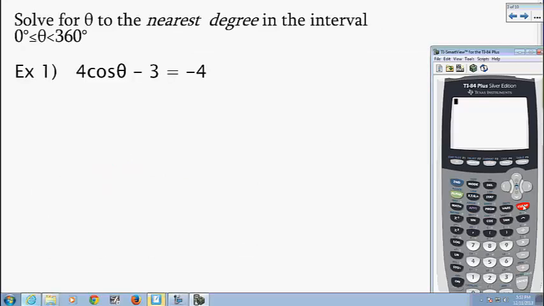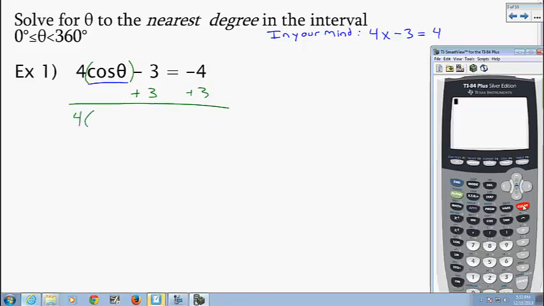In example 1, we are asked to find theta to the nearest degree on the interval 0 to 360 degrees. What we should notice is that cosine of theta is my variable in this equation, and in your mind it should look similar to the equation 4x minus 3 equal to 4. Seeing this parallel, I know I can solve my trig equation in a similar manner by isolating cosine of theta. I do this with simple arithmetic, adding 3 to both sides of the equation, and then dividing by 4, leaving a final equivalent statement of cosine theta equal to negative 1 over 4.